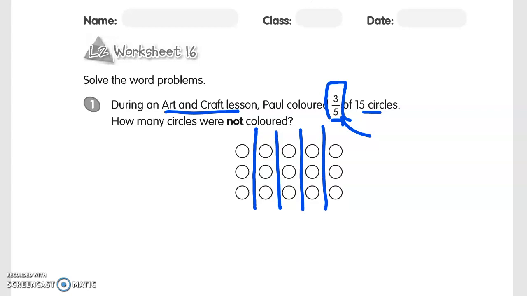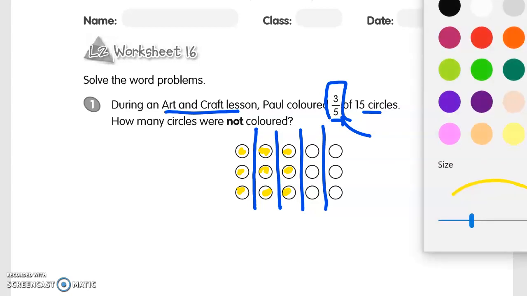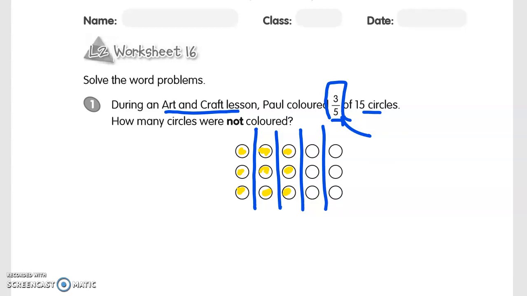Now 3 of the groups are colored, so let me just put the color there. So this is 1 group, 2 group and 3 group. So they want to know how many circles were not colored. These are the circles that were not colored. So using the pictorial, we can find out that 6 of the circles were not colored.